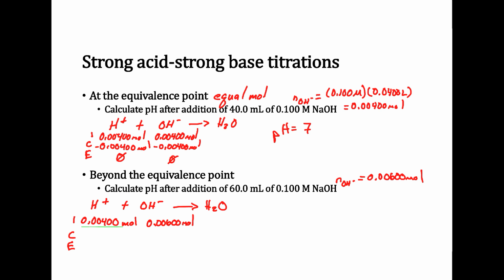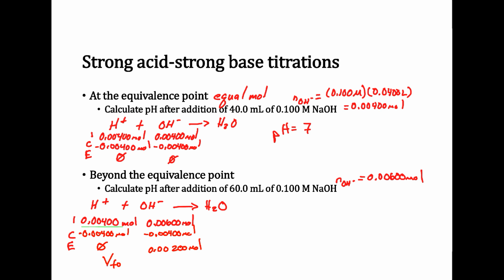So here, we'll go back to our chart and we'll subtract off the smaller amount, which in this case is 0.00400 moles from the H plus. So we have no H plus left. We have 0.00200 moles of OH minus. We'll need the total volume.